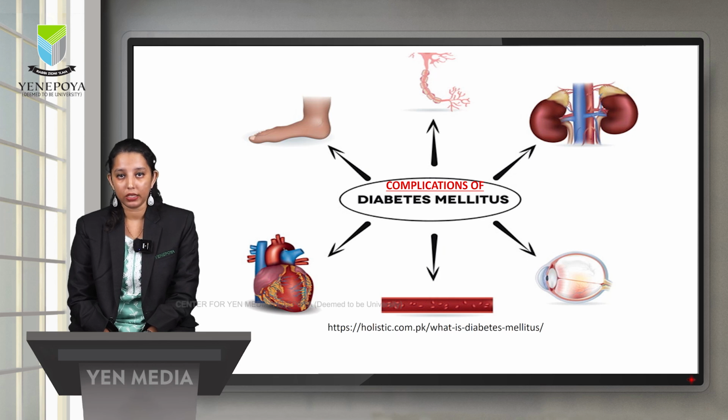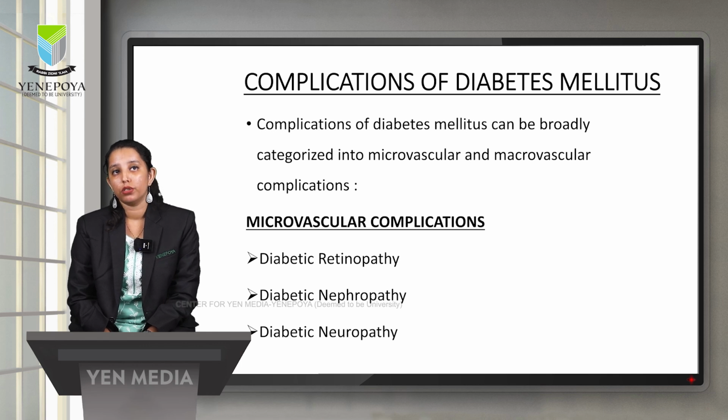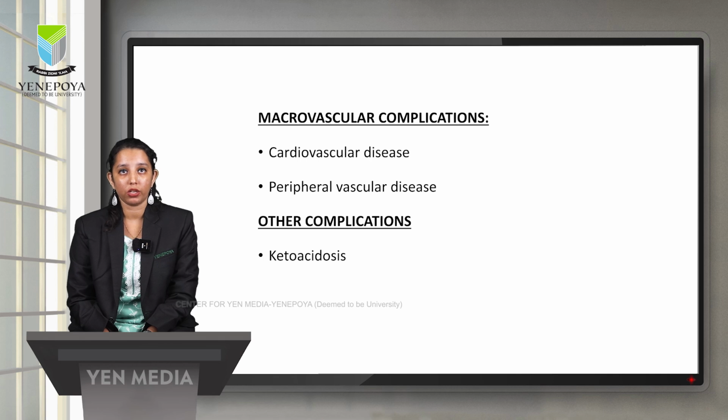Complications of diabetes mellitus. A prolonged battle with diabetes mellitus can lead to certain complications which can be life threatening. Complications of diabetes mellitus can be broadly categorized into microvascular and macrovascular complications. Under microvascular complications we have diabetic retinopathy, diabetic nephropathy and diabetic neuropathy. Under macrovascular complications we have cardiovascular disease and peripheral vascular disease, and there are other complications such as ketoacidosis.